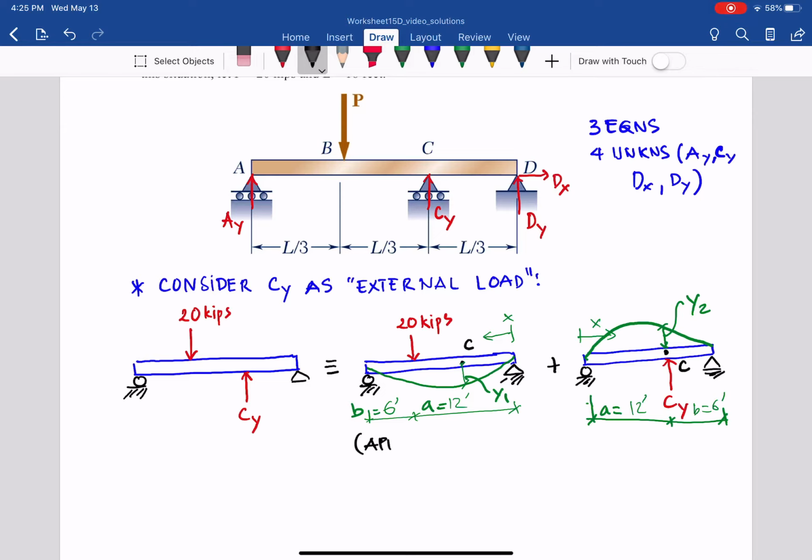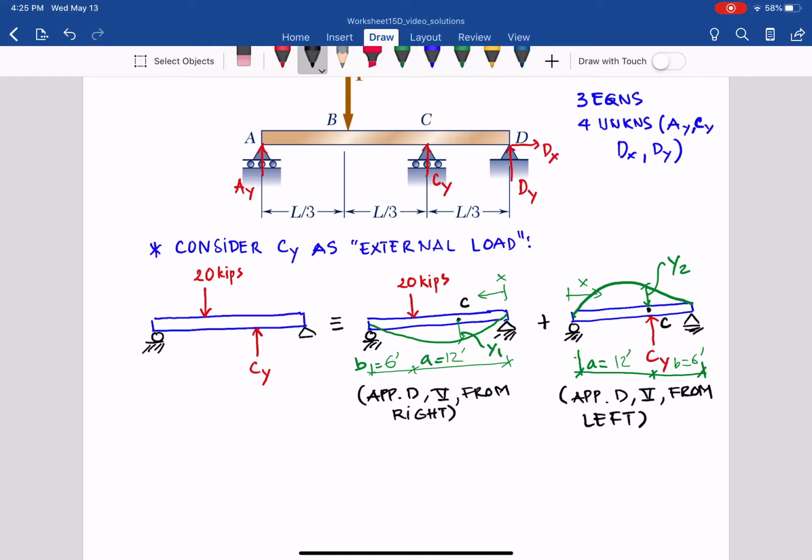So as you can see here, I make a note here: Appendix D, Figure 5 from right. And of course this is Appendix D, Figure 5 from left. Okay, and what do we have? The compatibility in this case has to have delta C equal to 0. Compatibility.